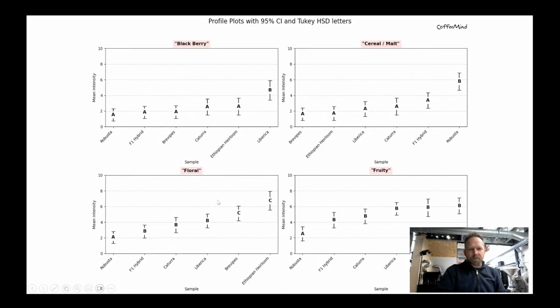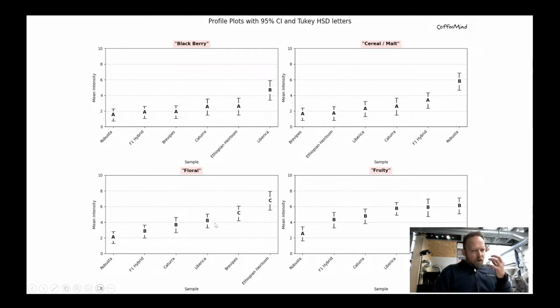And you can see, for example, florality. There were 3 significance categories. So Robusta had its own, with an A label. That means it only has its own category, where the F hybrid, Caturra and Liberica seem to belong to the same group from a statistical significance perspective, and the Brevibus and the Ethiopian heirloom had their own significance category.